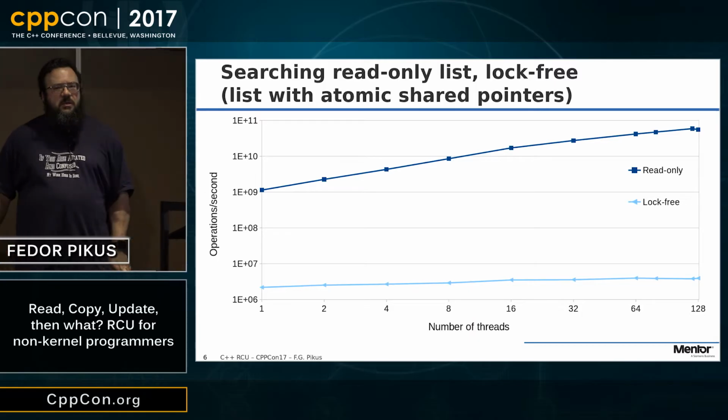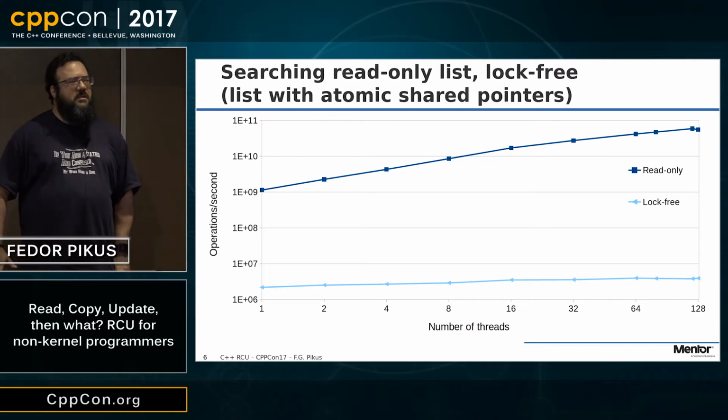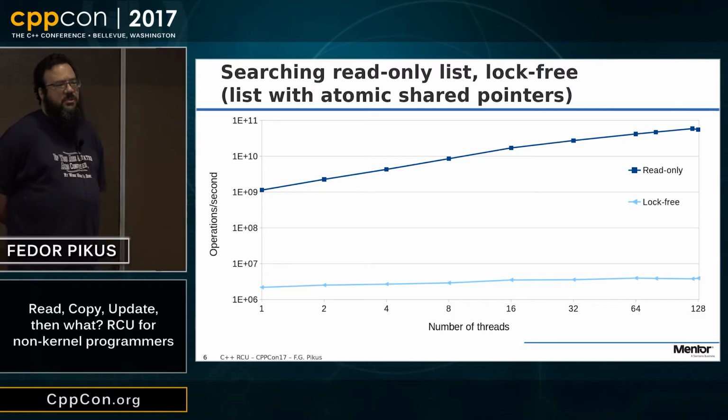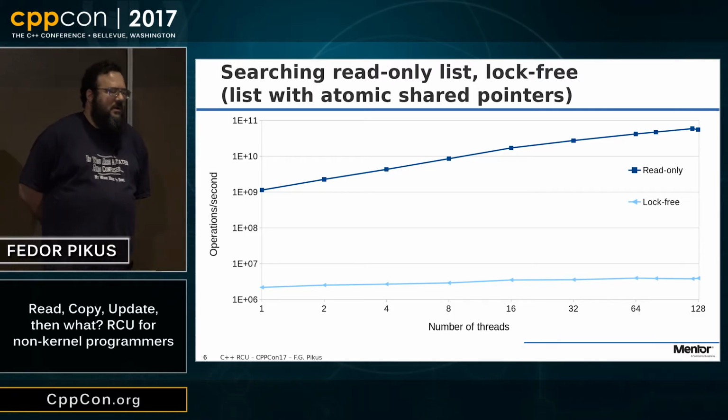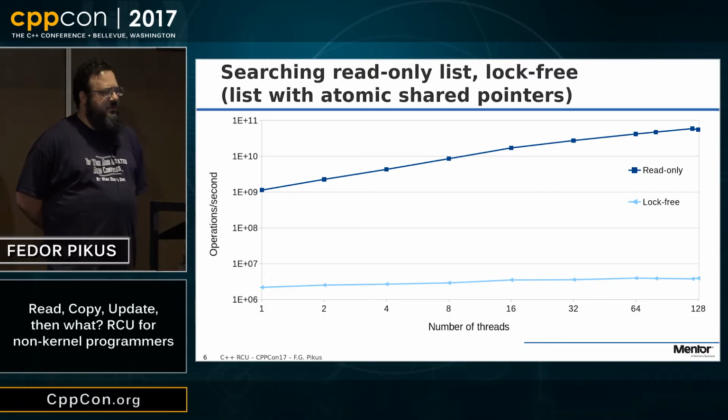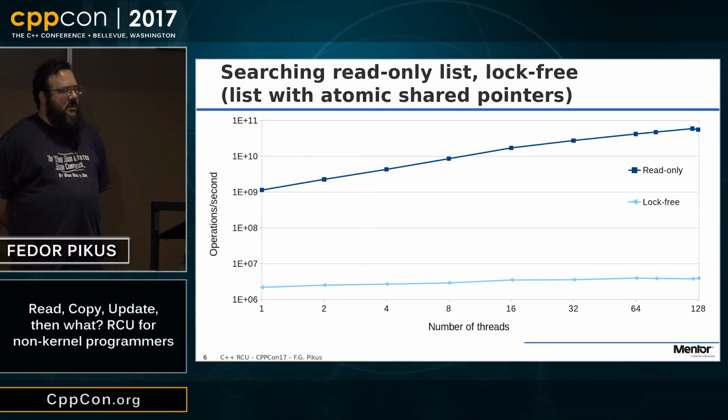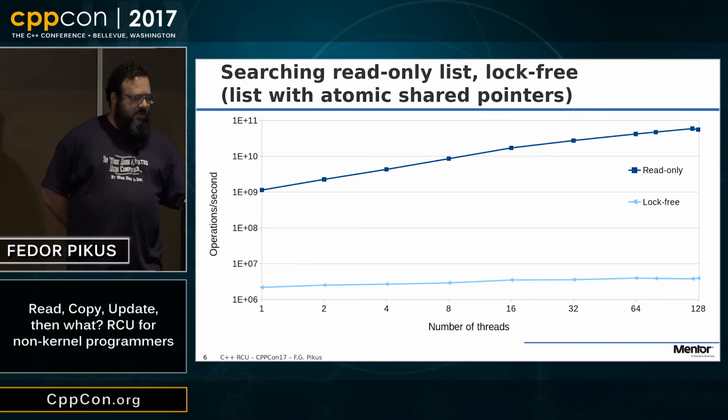Well, you obviously don't want any locks in this system. So how about a lock-free implementation? Well, there are lock-free lists. I wrote one. It's based on atomic shared pointers. And there it is. It actually does scale, but it's just much slower overall.